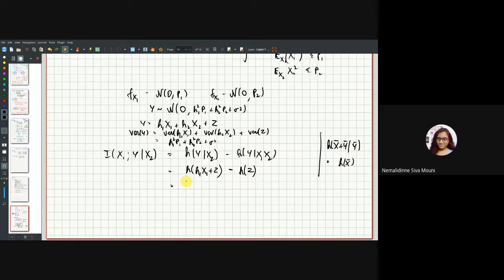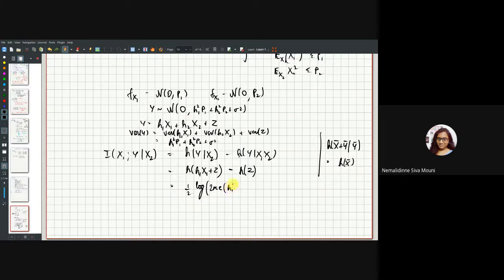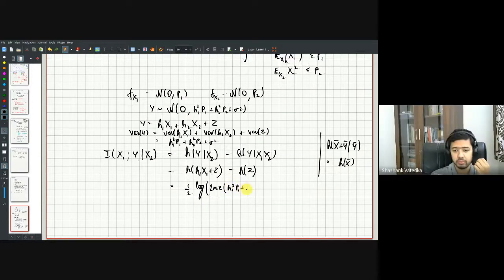Half log, for the Gaussian the same formula applies, and we just have to vary the variance. Half log 2 pi e times, what is the variance of h1 x1 plus z? So h1 square p1 plus sigma square. Minus h of z, which is half log 2 pi e sigma square.